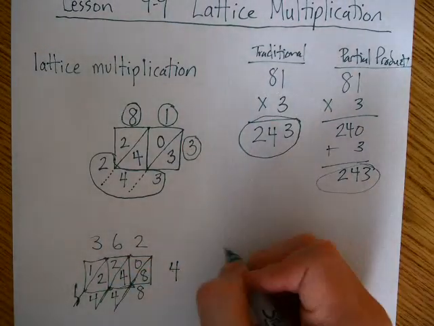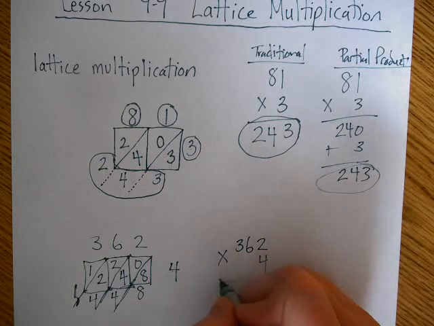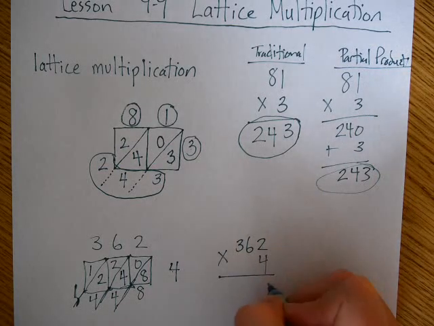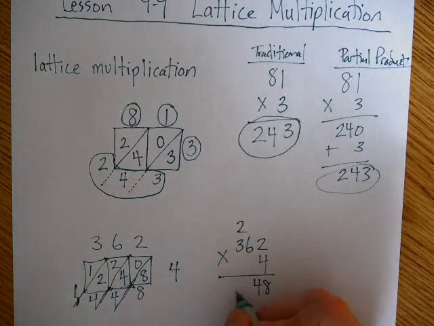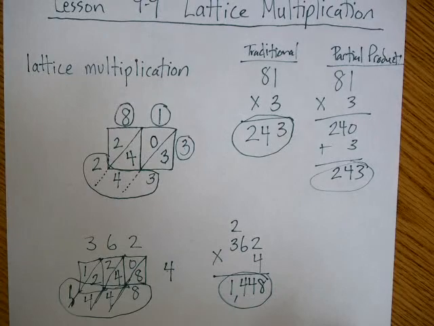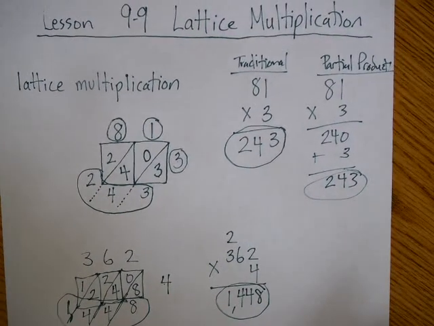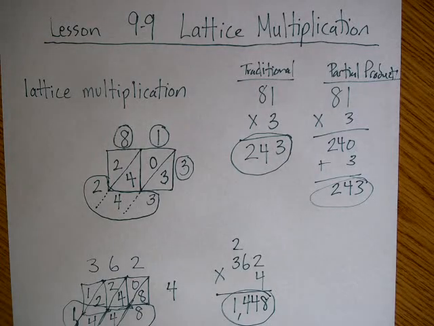Now, just in case you're not convinced, we'll do the traditional algorithm right beside it. 362 times 4. 4 times 2 is 8. 4 times 6 is 24. Put down the 4, carry the 2. And 4 times 3 is 12, plus 2 is 14. 1,448. So again, it doesn't matter which method you use, as long as you get the correct answer. And this lesson here focuses on lattice multiplication. So this is lesson 9.9, the Parent Help video for grade 3 Everyday Math.